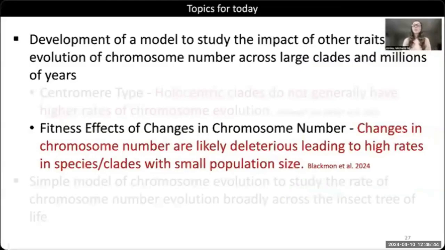And so we conclude that the distribution of fitness effects of mutations in a trait is key to understanding how a trait will evolve. And our research really aims to better understand the distribution of fitness effects of mutations that have fixed and produced extant diversity in chromosome number. And so we believe that changes in chromosome number are likely deleterious, leading to high rates of chromosome number evolution in species or clades with small effective population size.